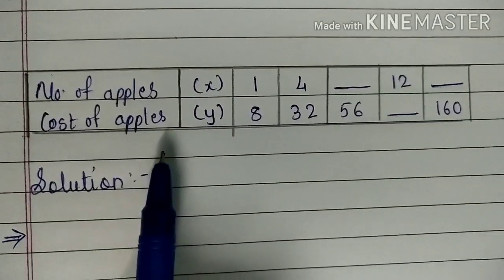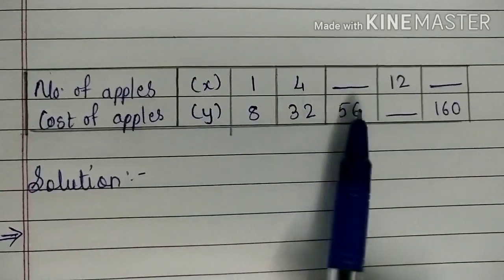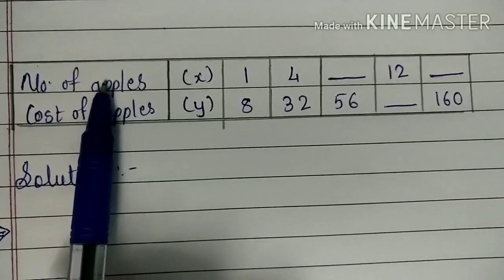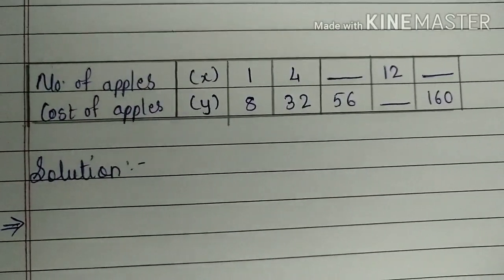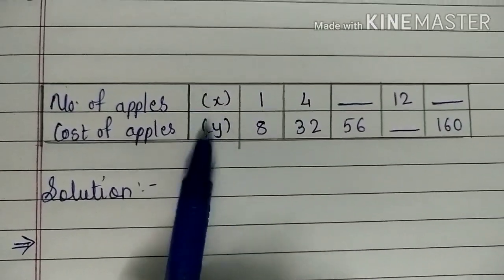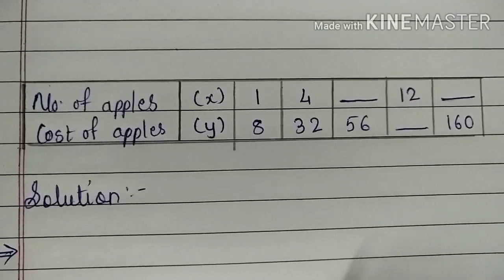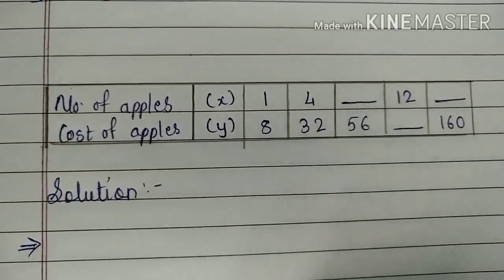So in this sum they have told that you have to complete the following table, and you have to consider the cost of apples and the number of apples are in direct variation. So we're going to solve the sum of direct variation. They have already mentioned that these two are in direct variation. Okay, they've told it directly. So we are going to use what they have first provided.